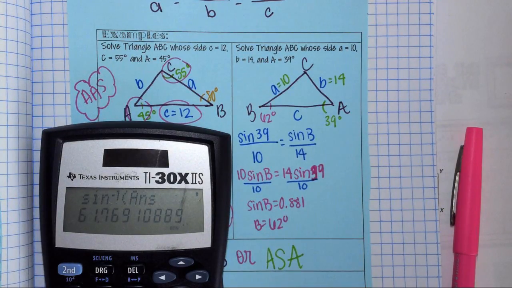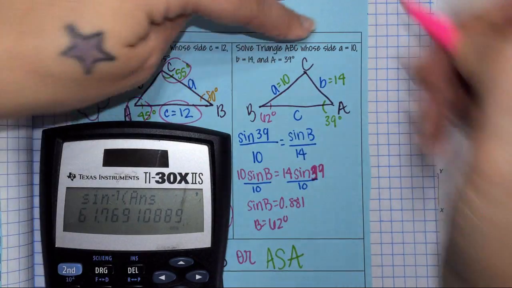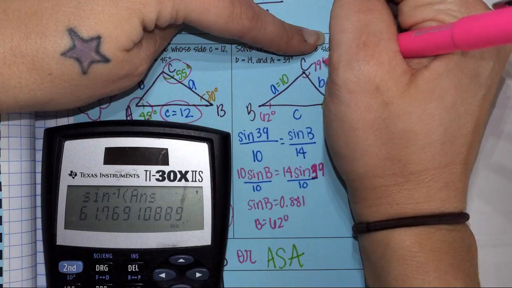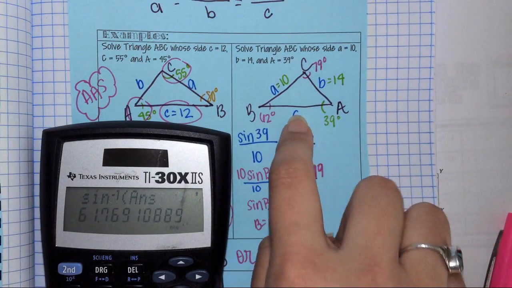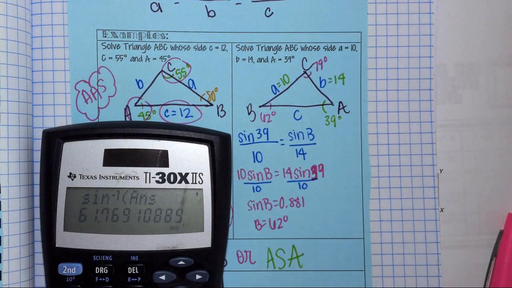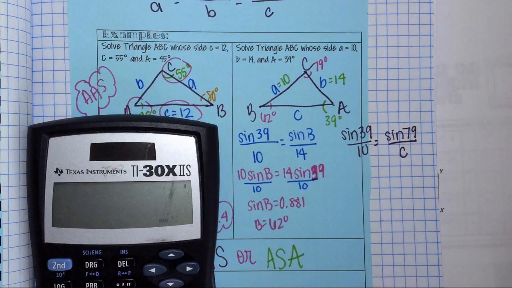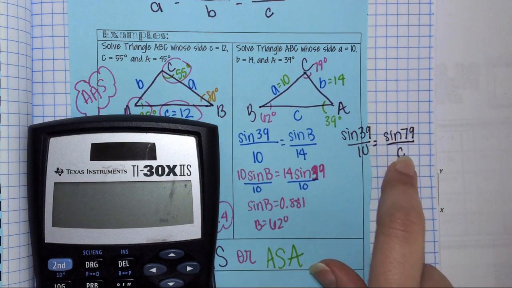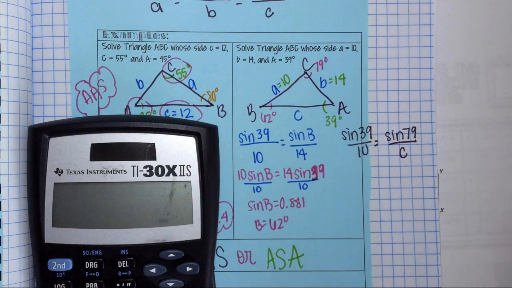All right, what's the measure of angle C? 79 degrees. Is that what y'all are saying? Yes. Okay. All right, now find side C without me. Set up your proportion. Talk to your team if you need help setting up your proportion. The first one that they gave us, 39 and 10, and I set it equal to sine of 79 divided by C. Did everybody set it up that way?